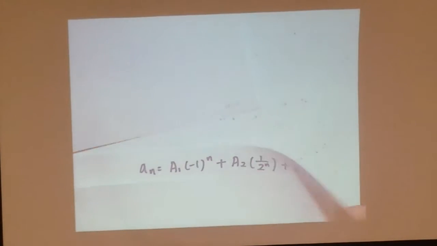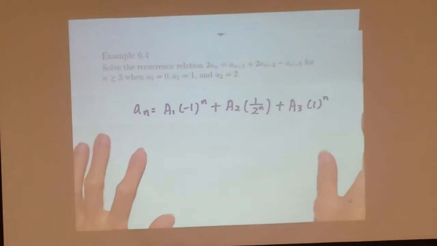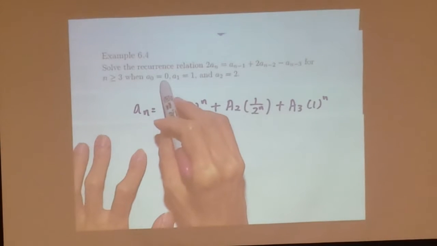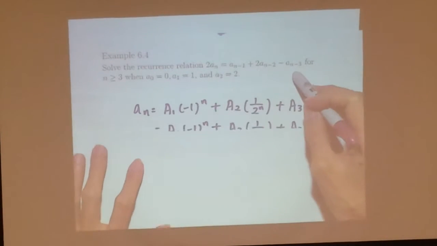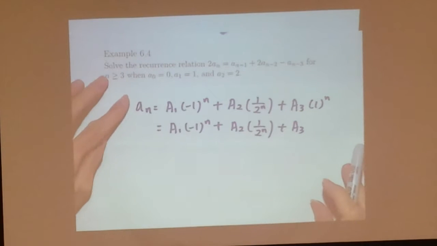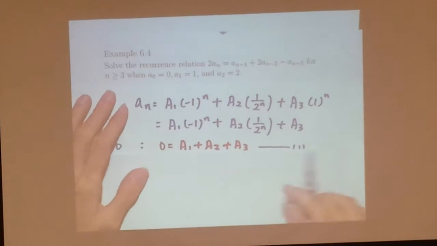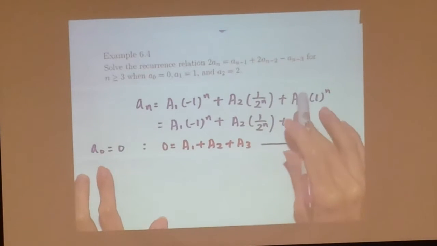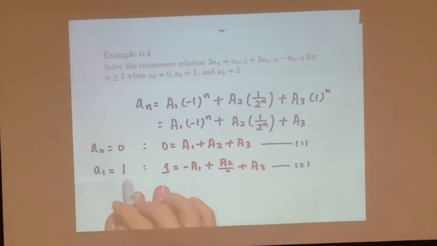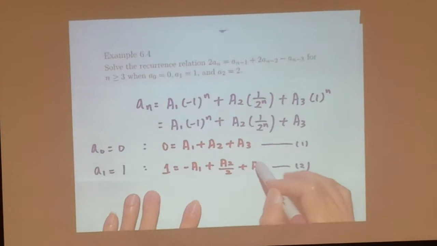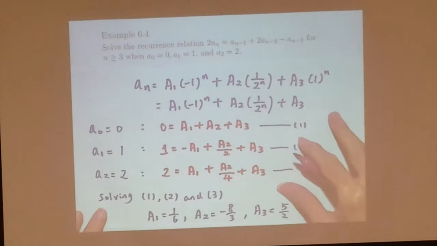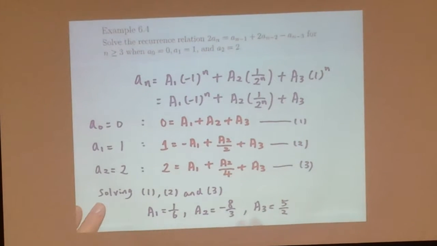And you have to use the initial condition to solve for, it means you have to find A1, A2, A3. You are given A0 is 0, A1 is 1, A2 is 2. So you have to form 3 equations. A0 is 0, you can form one equation. And A1 is 1, right? You sub n as 1, you can form another equation. And A2 is 2, you can form another equation. And then you just solve the simultaneous equations for the answers to A1, A2, A3.